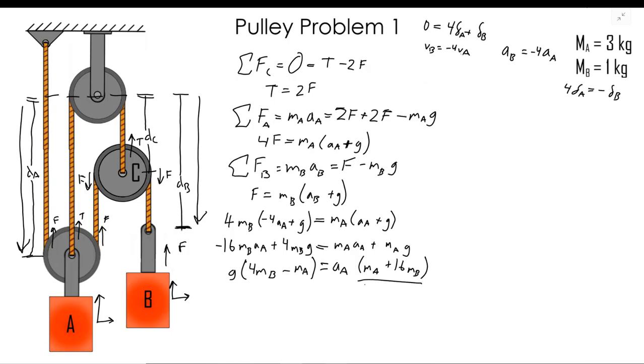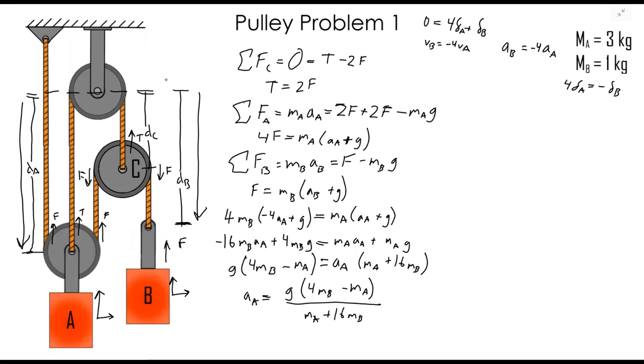Then that's going to turn out to be AA equals G times 4MB minus MA, all that over this guy in the end: MA plus 16MB.